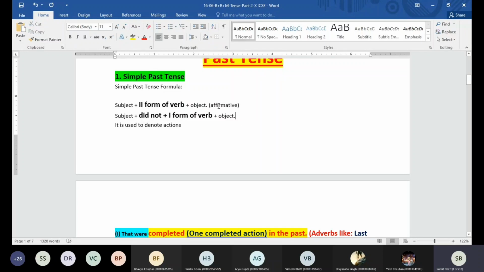If it is in positive case, we are going to go for the second form of the verb. And if it is in negative, we are going to go for did not and the first form of the verb. We don't use the second form of the verb. Okay, this is the case of negative.